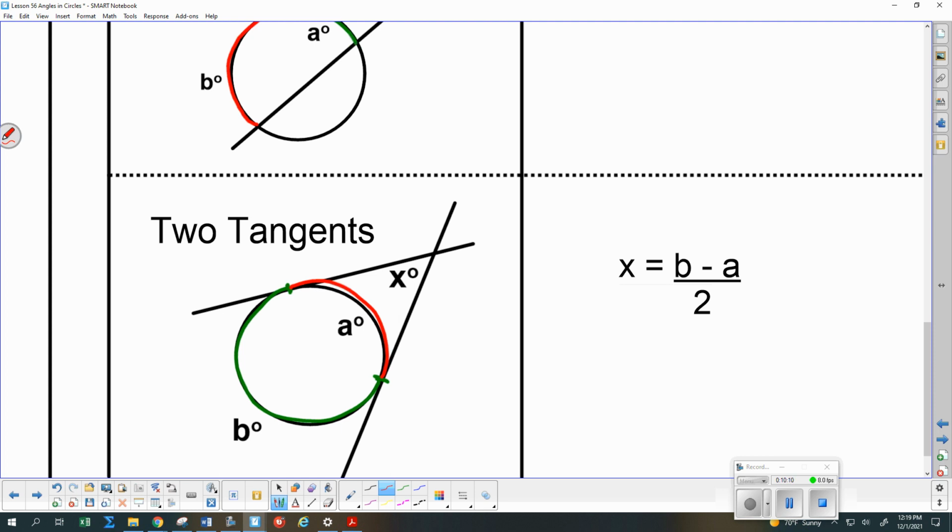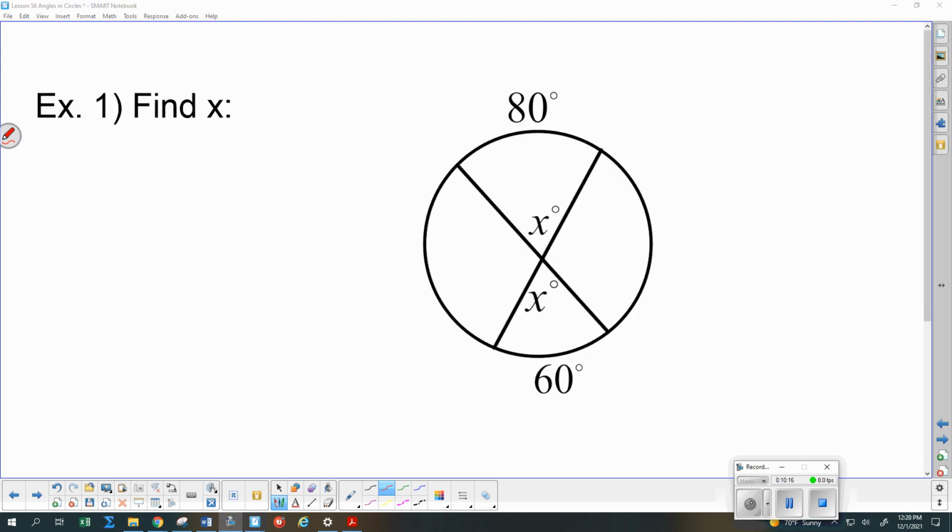Questions on what I've talked about? Okay, we are then ready to do some example problems.